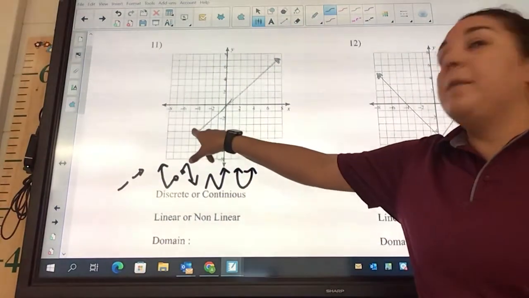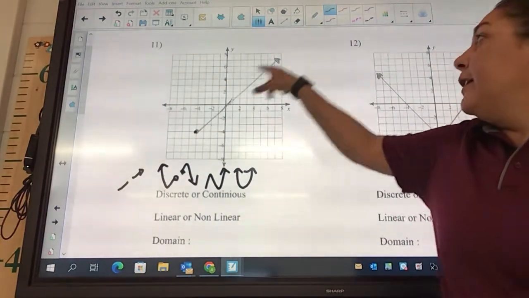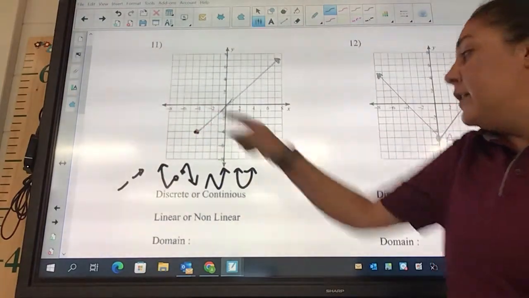So can you get from here to here without picking up your pencil? Yeah. Continuous. So then it's continuous.